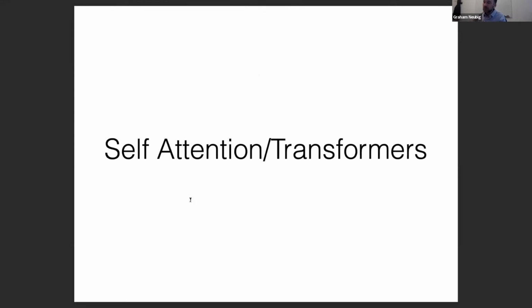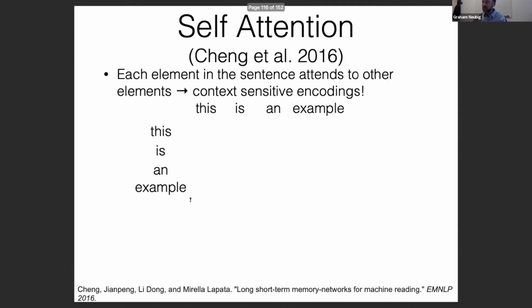Okay, and now I'm going to go into self-attention, which is very widely used in NLP nowadays. The basic idea is, up until now, we talked about things like recurrent neural networks as a way to gather encodings for each word in the sentence. But another way you can do this is to have some sort of attention where each token in the sentence that you're looking at attends to the same sentence itself.